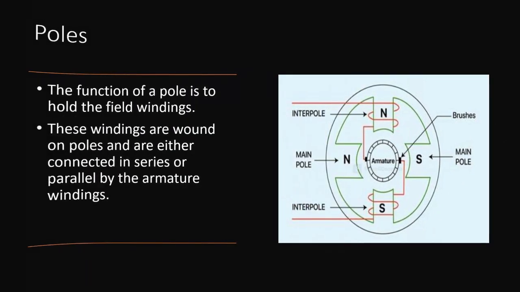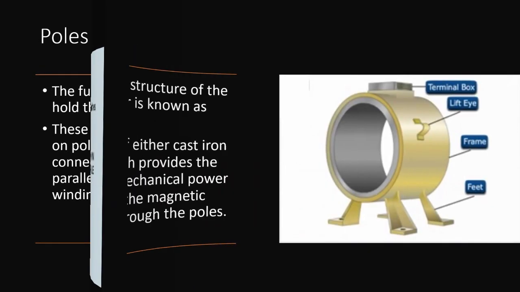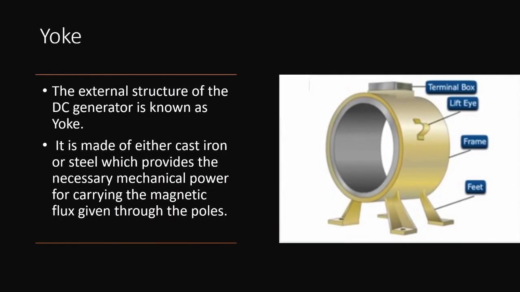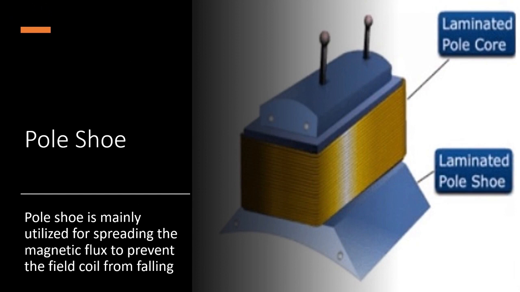Poles play a vital role in production of electricity because its value depends on number of poles. Other function of a pole is to hold the field windings. These windings are wound on poles and are either connected in series or parallel by the armature windings. Next is yoke. It is the external structure of the DC generator, and made of either cast iron or steel, which provides the necessary mechanical power for carrying the magnetic flux given through the poles. The pole shoe is mainly utilized for spreading the magnetic flux to prevent the field coil from falling.